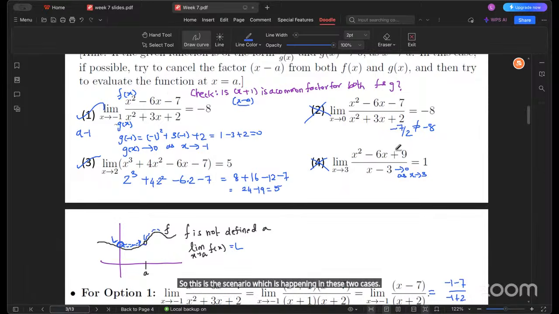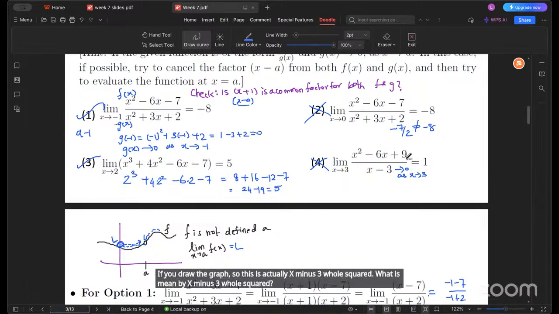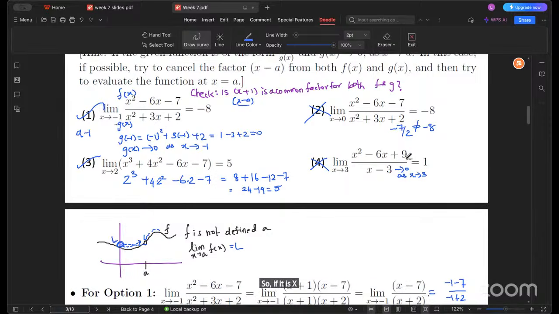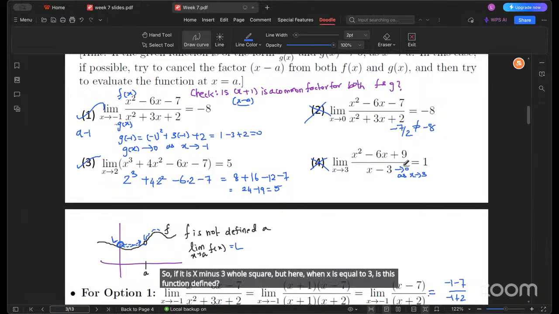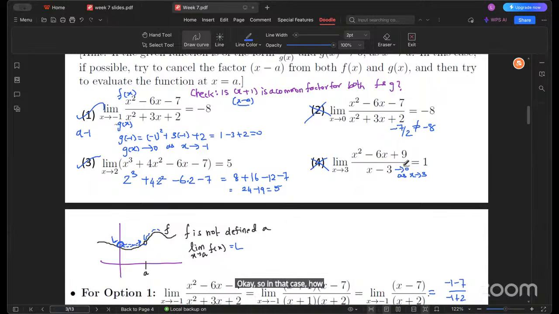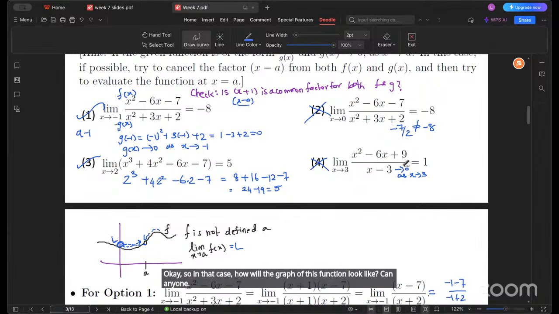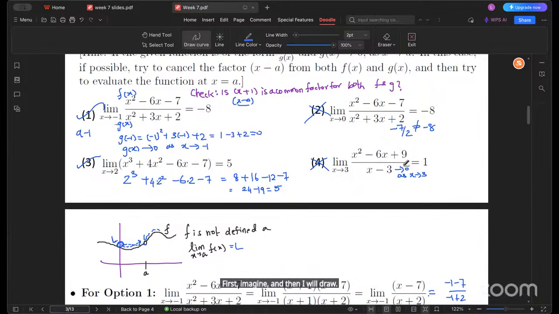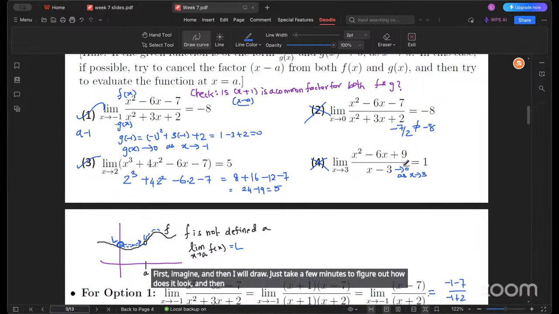If you draw the graph, this is actually x minus 3 whole squared. What does x minus 3 whole squared mean? Here, when x is equal to 3, is this function defined? No. Okay, so in that case, how will the graph of this function look? Can anyone first imagine and then I will draw? Just take a few minutes to figure out how it looks and then I can draw and show you.